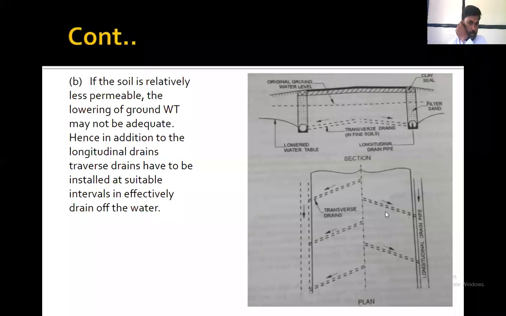You can see here in the plan, first the transverse drains are provided, then the longitudinal drains are provided. First, the water is collected into the transverse drain, and then it travels and is collected through the longitudinal drain pipes.